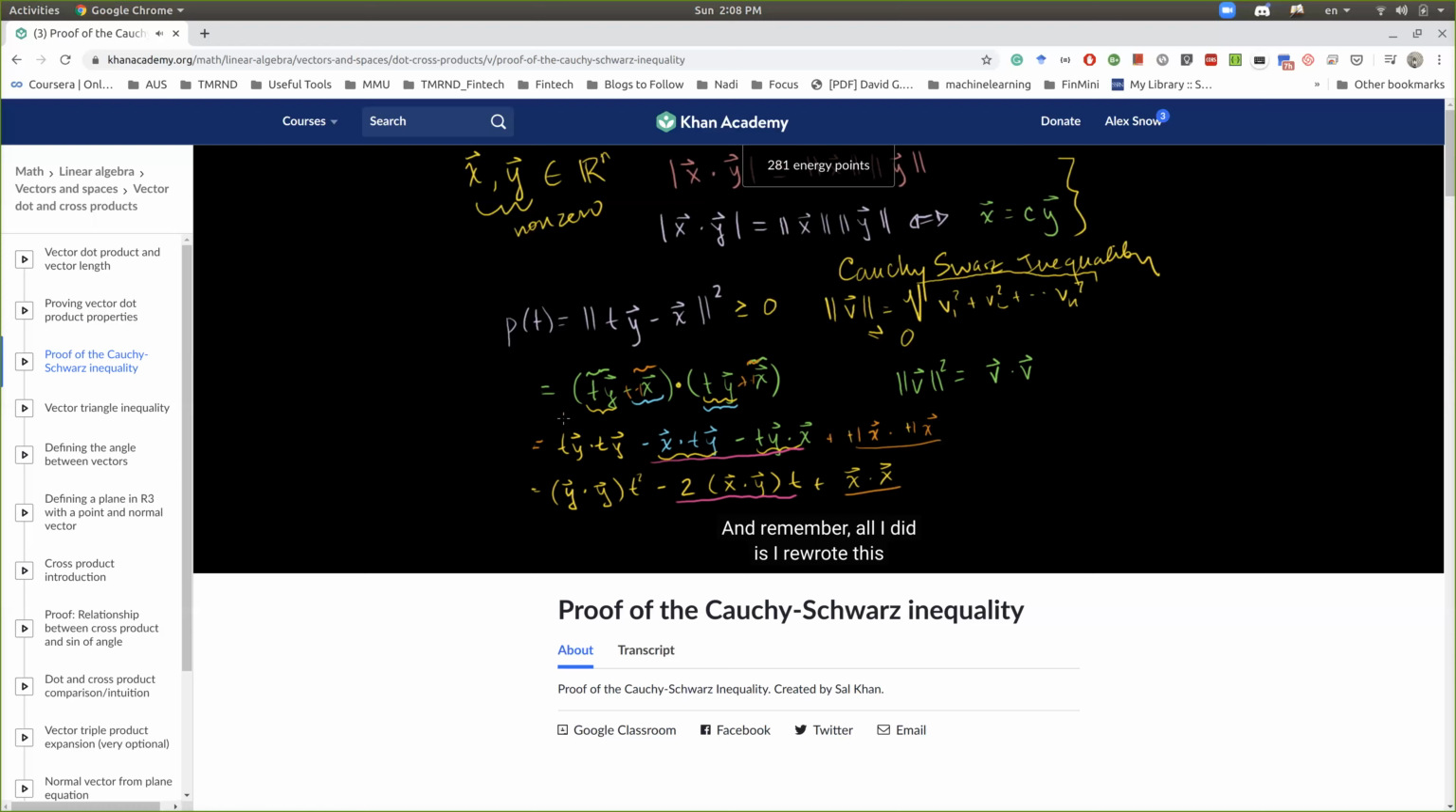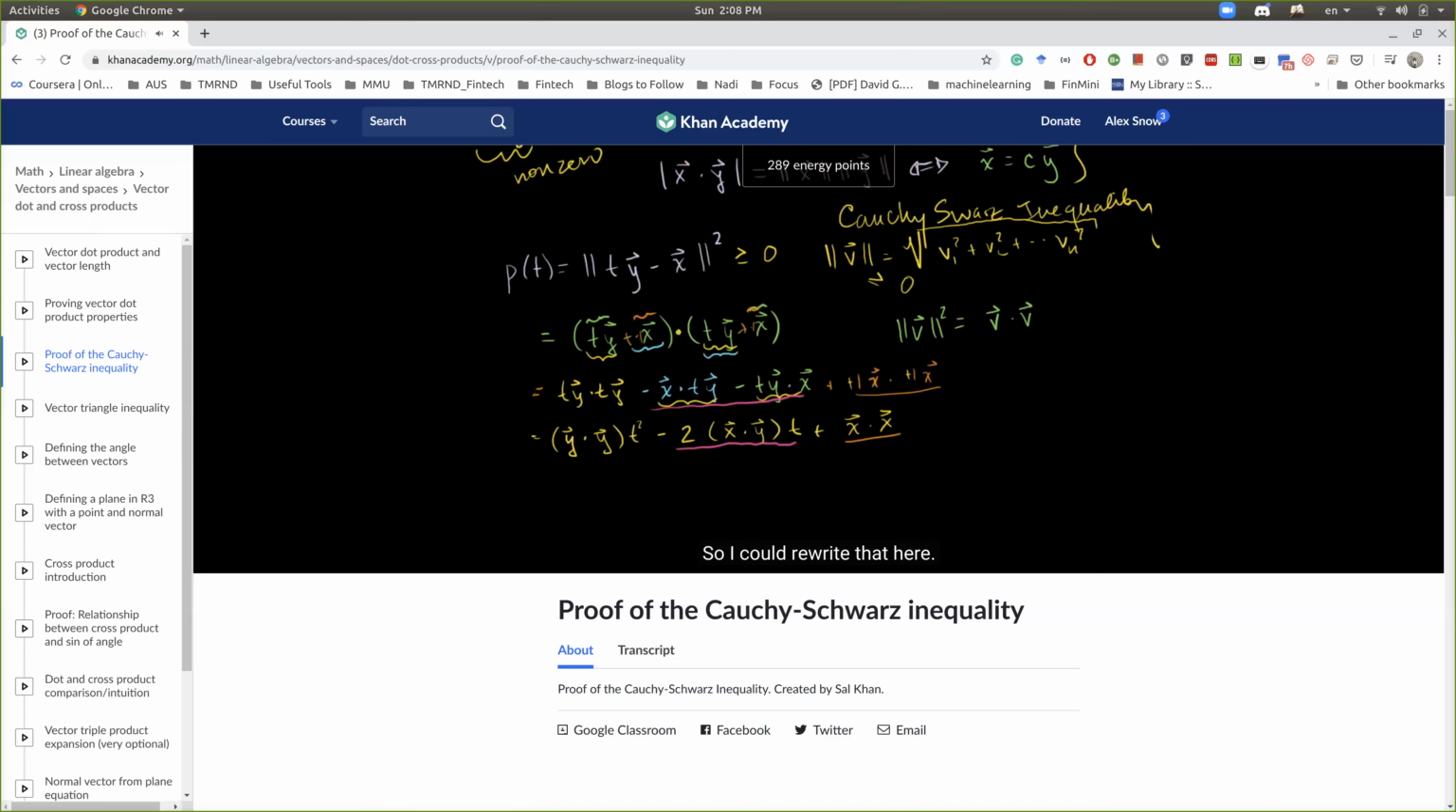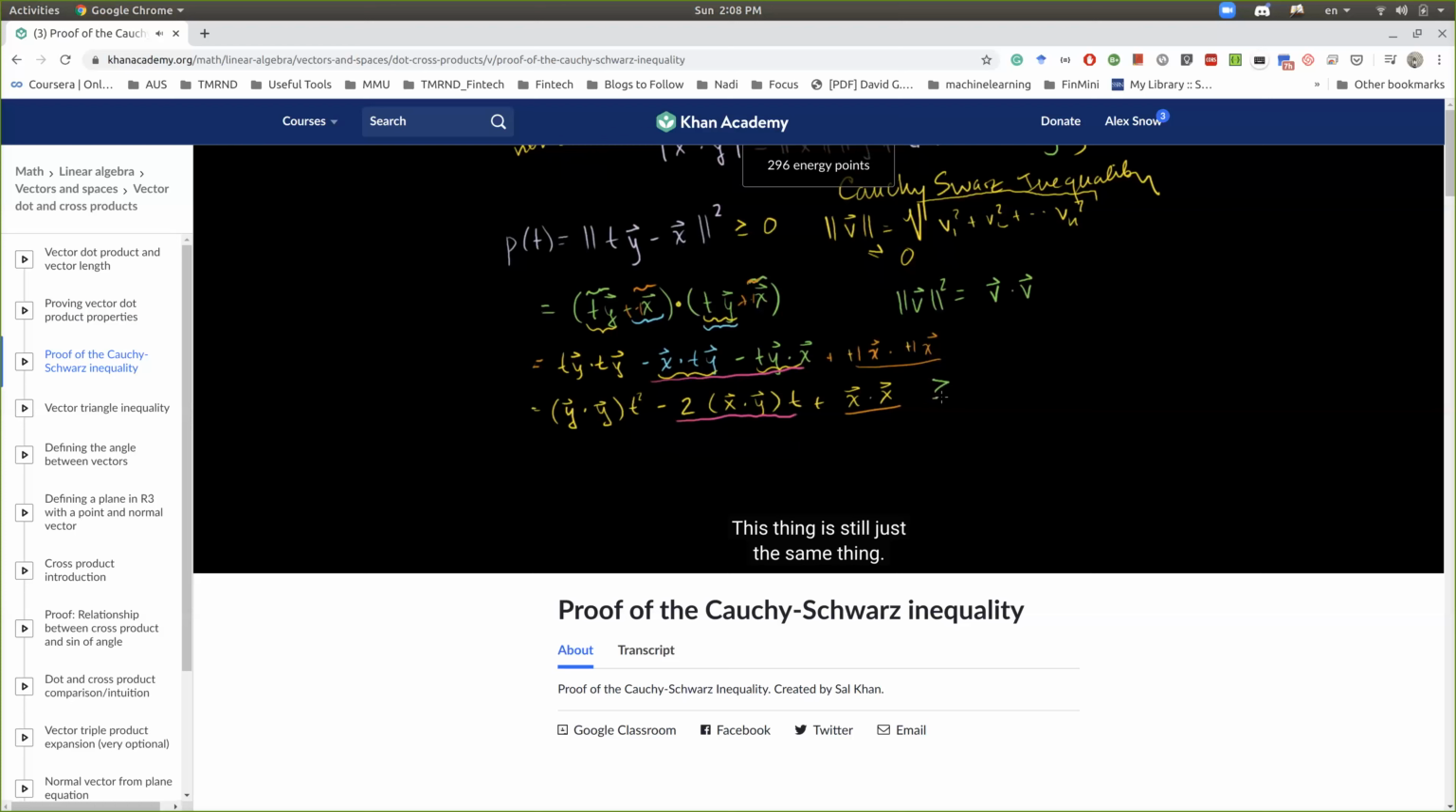And remember, all I did is rewrite this thing, which has to be greater than or equal to 0. Now let's make a little substitution to clean up our expression, and we'll back substitute later. Let's define y dot y as A. Let's define this piece, -2x dot y, as B, leaving the t there. And let me define x dot x as C.